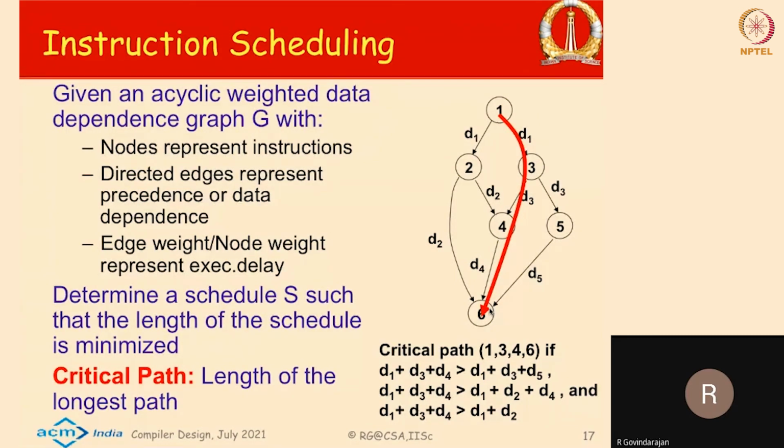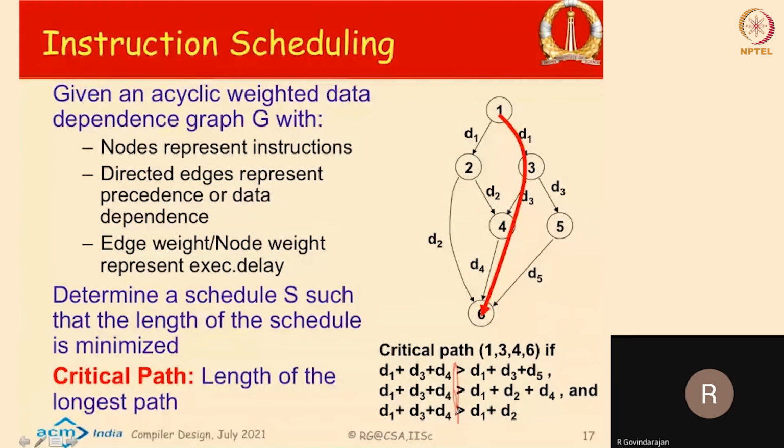You have to at least spend D1 plus D3 plus D4 plus D6. Actually, D6 is missing in all of these equations. My apologies. When I was editing it last night, I missed this. So all of this should have D6 also, which is missing.